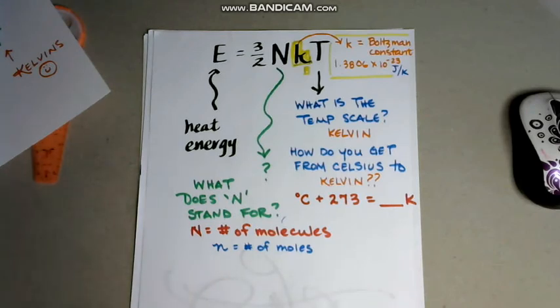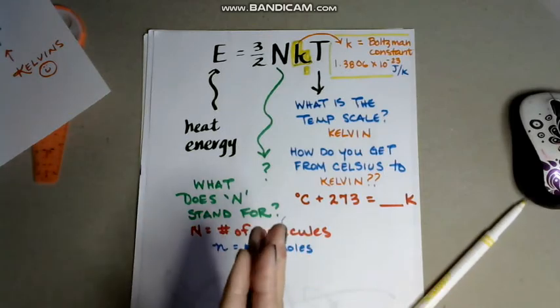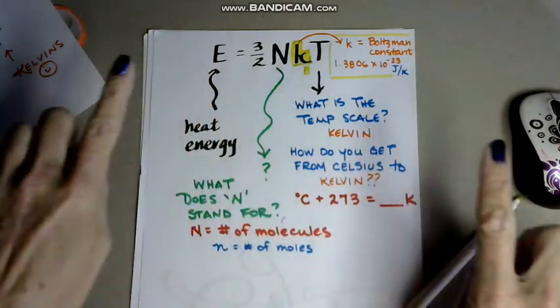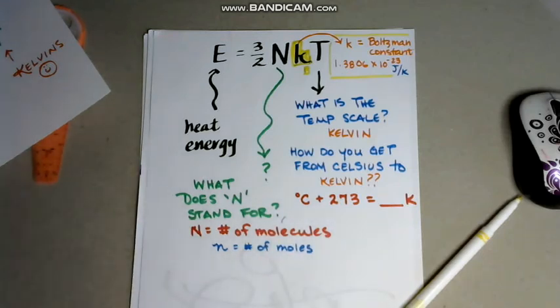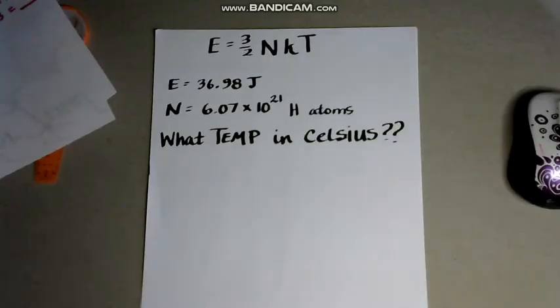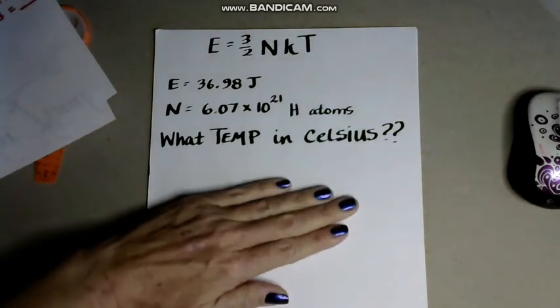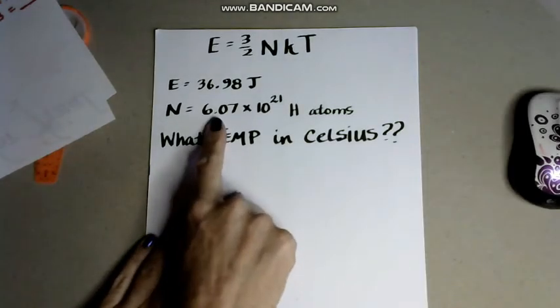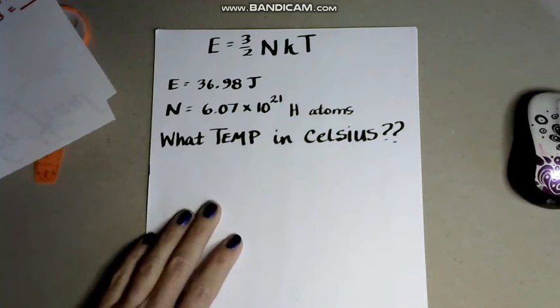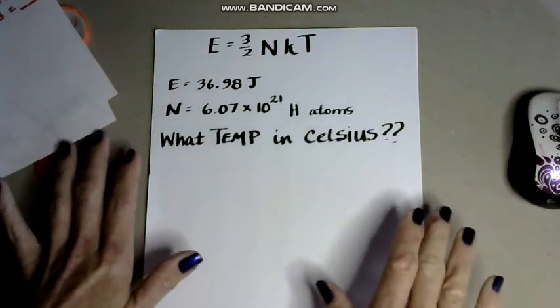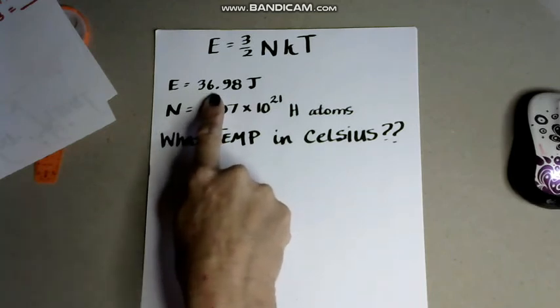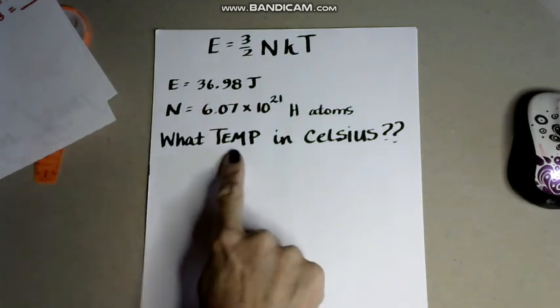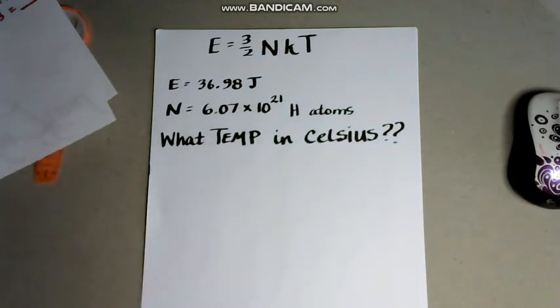I'm going to give you a little problem really quick. You're going to solve it, and then you will be able to apply it to a slightly different situation that you might see on the exam. Imagine you have a question that says you've got 6.07 times 10 to the 21 hydrogen atoms in this container, and they have an energy of 36.98 joules. Can you tell me what temperature these little objects are at?